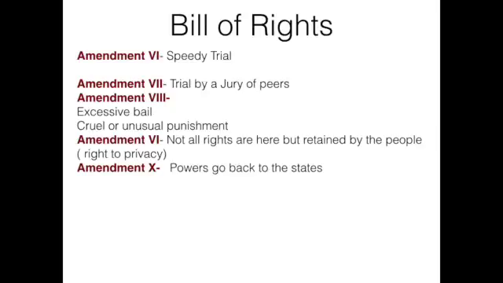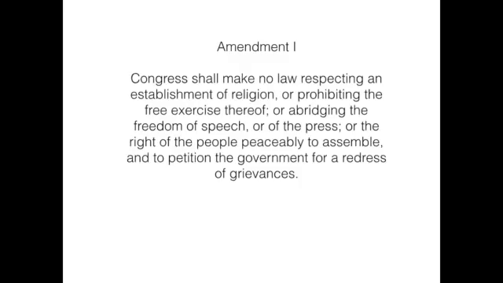6 is speedy trial. 7 is a trial by jury of peers. 8 is excessive bail or cruel and unusual punishment. And then 9, not all the rights are here, but they're retained by the people. And then number 10 is powers goes back to the states. So that's a very quick overview, and we'll go and look at each of these individually. So let's look at Amendment number 1.